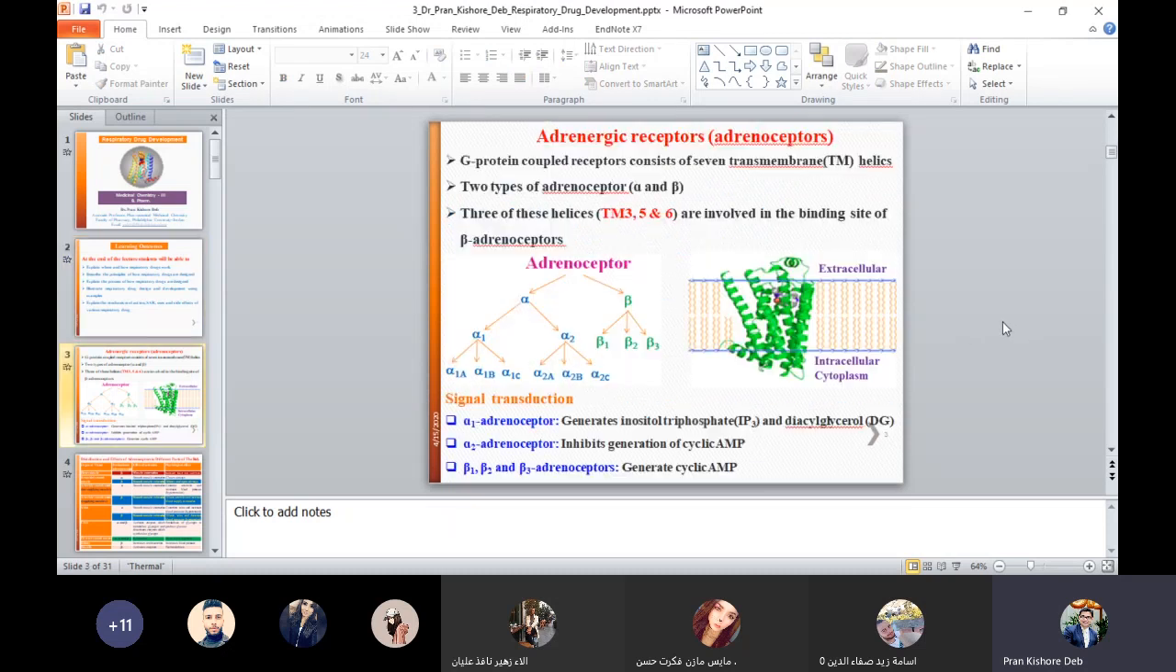Okay. So before we go to the chapter, let us recall certain common facts that you might have studied already in pharmacology. So it's important to have recall to get connected. So I hope all of you know what is adrenergic receptors, right? They are G protein coupled receptor, which consists of 7 transmembrane helix, right? And there are two types of adrenergic receptor, that is alpha and beta, and 3 of these helix are involved in the binding site of beta adrenoreceptors.